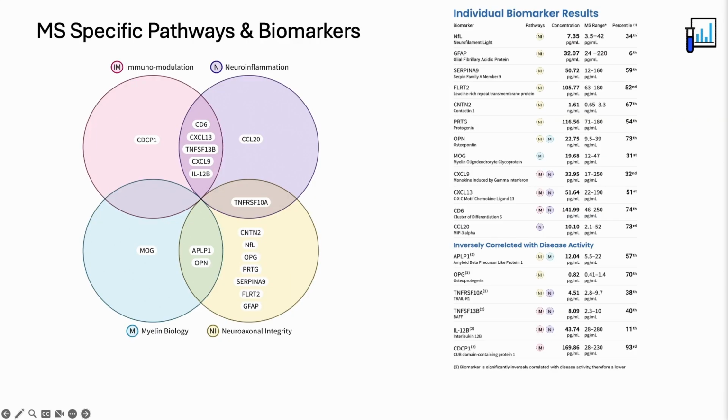This is an example of the name of all the different biomarkers. They have been grouped into different processes, whether they represent myelin biology, neuroaxonal integrity, or neuroinflammation. So we can start understanding what process may be happening behind the scenes. So very exciting.